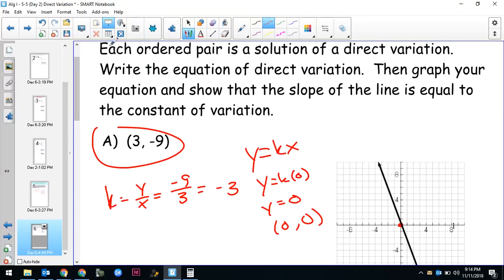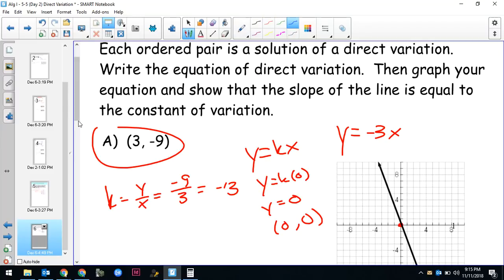Got to follow directions here. Write the equation of the direct variation. Y is equal to -3 for our k value, x. Here's our equation. Graph your equation. Now, the last thing that we have to do is show that the slope of the line is equal to the constant of variation.